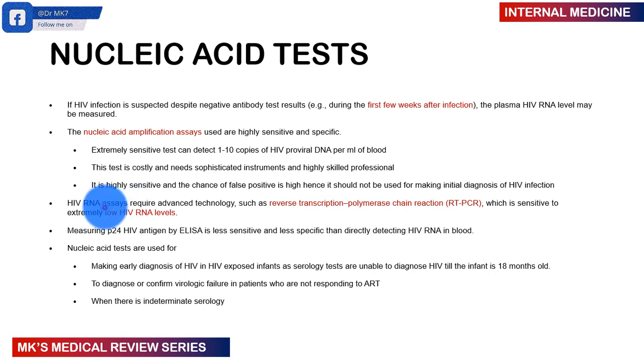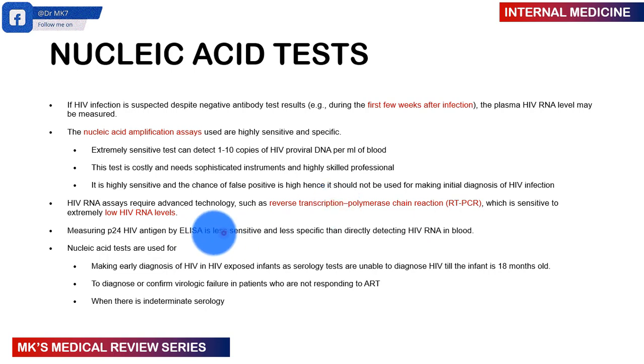HIV RNA assays actually require advanced technology. They use what is known as reverse transcriptase polymerase chain reaction, and these are very sensitive. They can pick up extremely low levels of RNA in the blood. So measuring of the P24 antigens by ELISA is less sensitive and less specific compared to checking for the actual RNA of the virus in the blood.